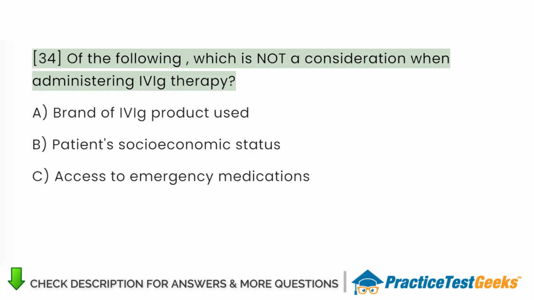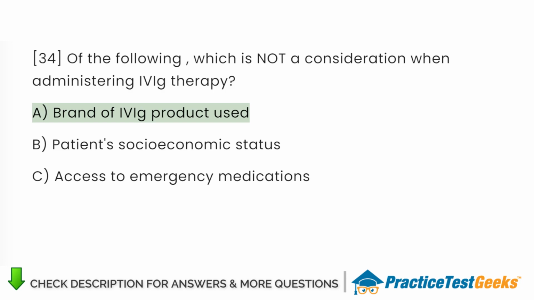Of the following, which is not a consideration when administering IVIG therapy? A. Brand of IVIG product used. B. Patient's socioeconomic status. C. Access to emergency medications.